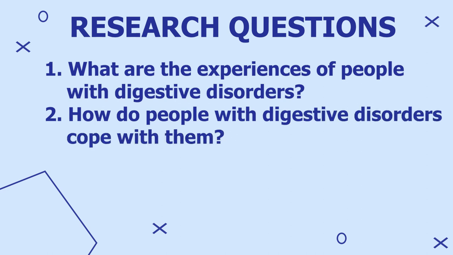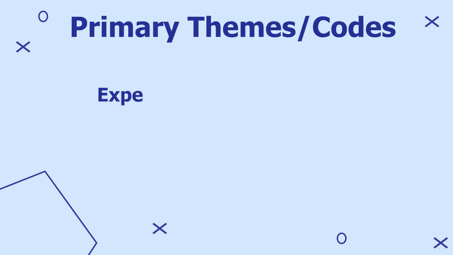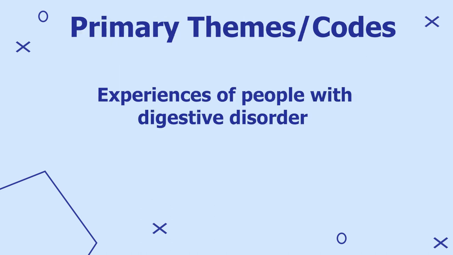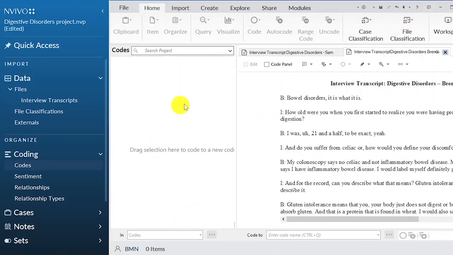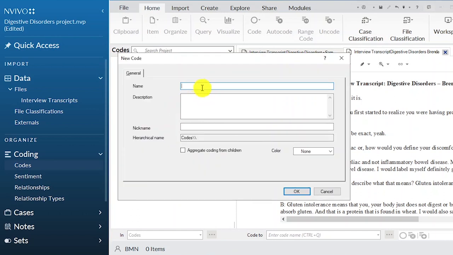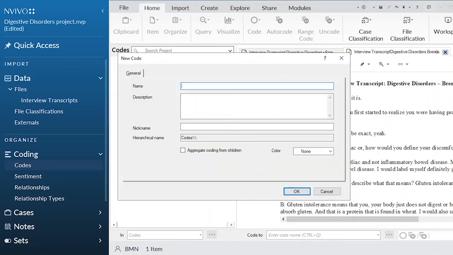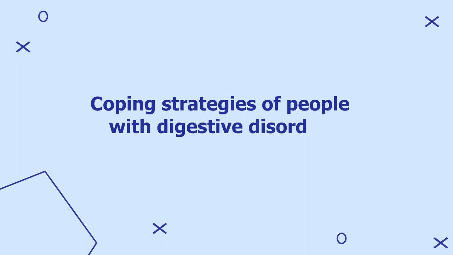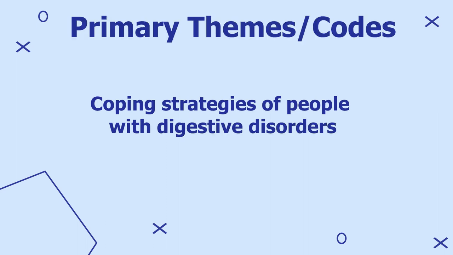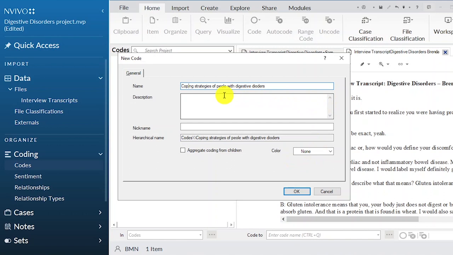So the first primary theme that is evident is experiences of people with digestive disorders. That's a primary theme. So we are going to create a new code, or a primary theme, and let's call this experiences of people with digestive disorders, and then click OK. Then right click, create new code, and we have the second primary theme, which is how do people with digestive disorders cope with them? Coping strategies of people with digestive disorders.